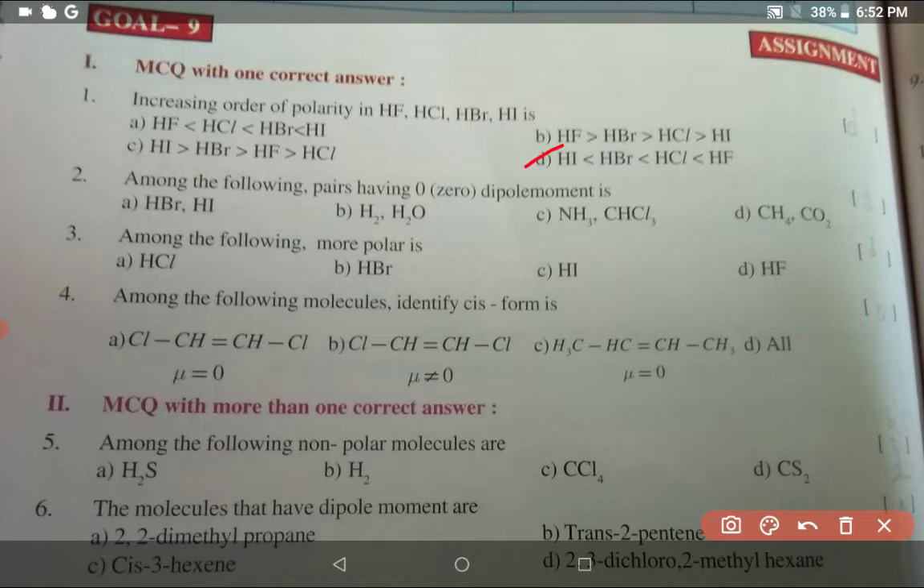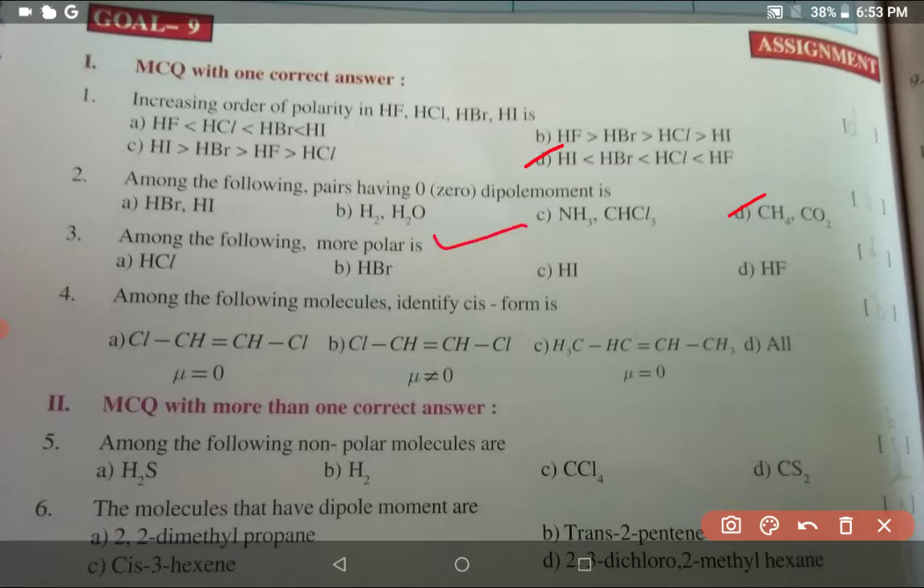Next, second question. Among the following, the pair having zero dipole moment is. Now just check with all the options first. You do it, and then we'll be looking at the answers. Just comment the answer. Second one. So the answer is option D. CH4 and O2 are the pairs which have zero dipole moment. Clear?